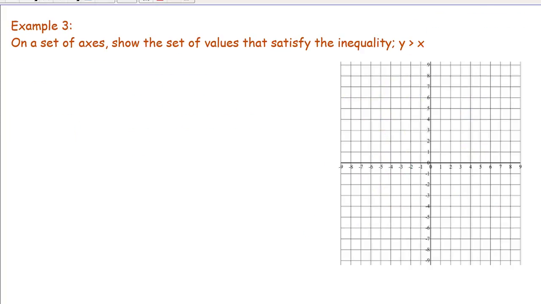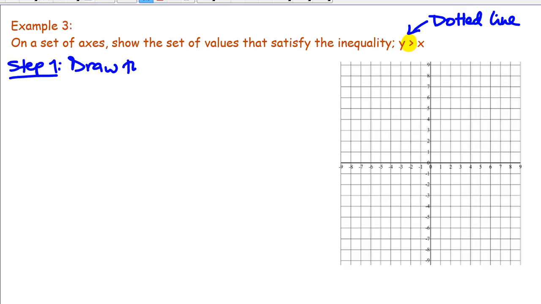Example 3. On a set of axes, show the set of values that satisfy this inequality. Now remember, first step, usually, this is just to remind you, especially in case you forget, that it is a dotted line, because the points on that line will not be inclusive. Anyway, step 1, draw the line showing y is equals to x.